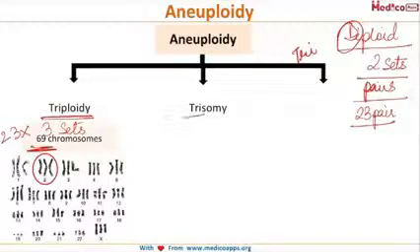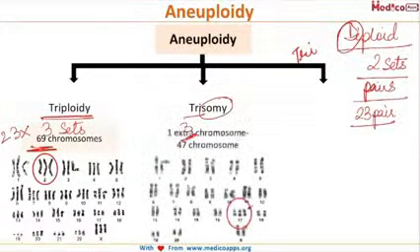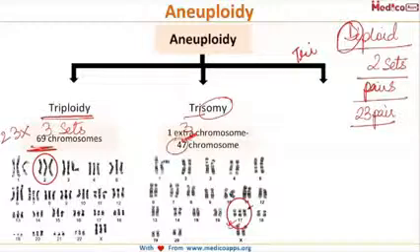Trisomy, we have 3, but what? Somy means single body. A single chromosome will be 3 in number. Instead of being in pair, it will be 3 in number. And as you can see in this example, the chromosome number 17, instead of being in pair, there are 3 chromosome number 17. So the total number of chromosomes here will be 47. It will increase by 1.